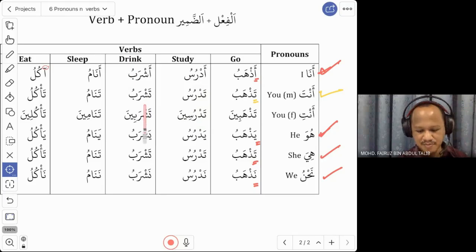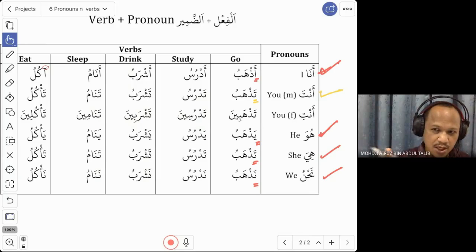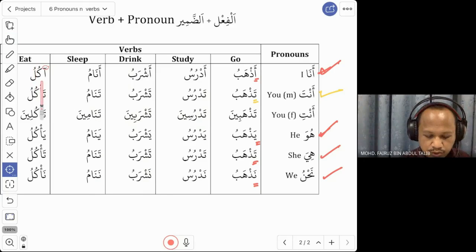Drink, tashrab. Just like she drinks, tashrab. So anta tashrab. What do you drink? Maza tashrab. The next one, sleep. Tanamu. Just like tanamu for hiya, for she. Anta tanamu. For example, I ask you: when do you sleep? We are going to learn all of these words: what, when, where, until the end. So tanamu, you sleep. And the last one, eat. Akulu becomes takulu. You eat. Maza takul? What do you eat? Akul dajaj. I eat chicken.